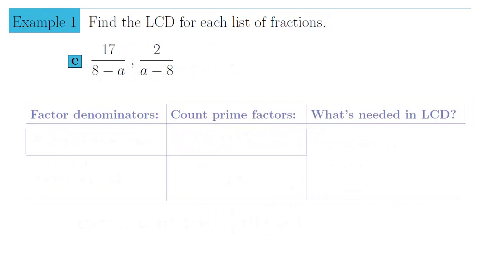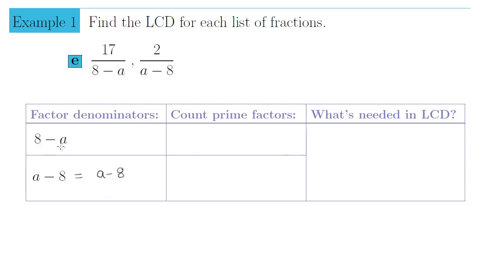This brings us to example 1e. Find the LCD for 17 over 8 minus a and 2 over a minus 8. Now, this one has a little trick to it. First, we begin by factoring each of the denominators. We're looking at 8 minus a and a minus 8. Let me start on the bottom. A minus 8. Well, that's actually a binomial and it can't be factored any farther. There's nothing that goes into a and 8, so it's simply its own factor, a minus 8.